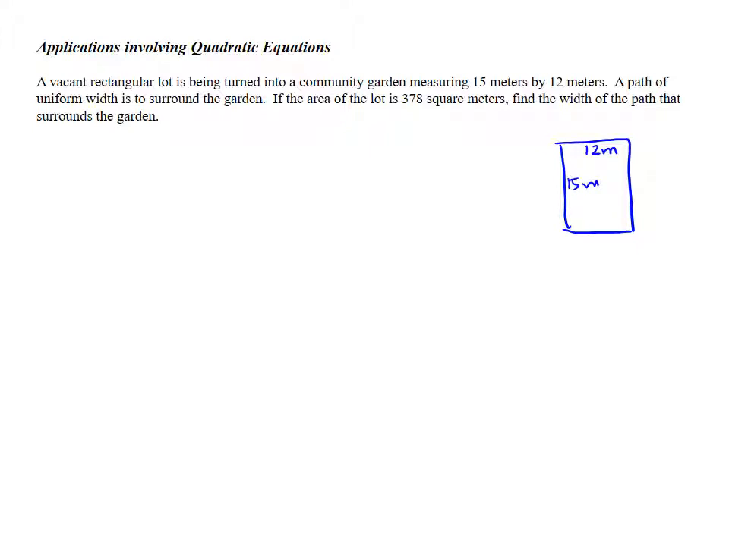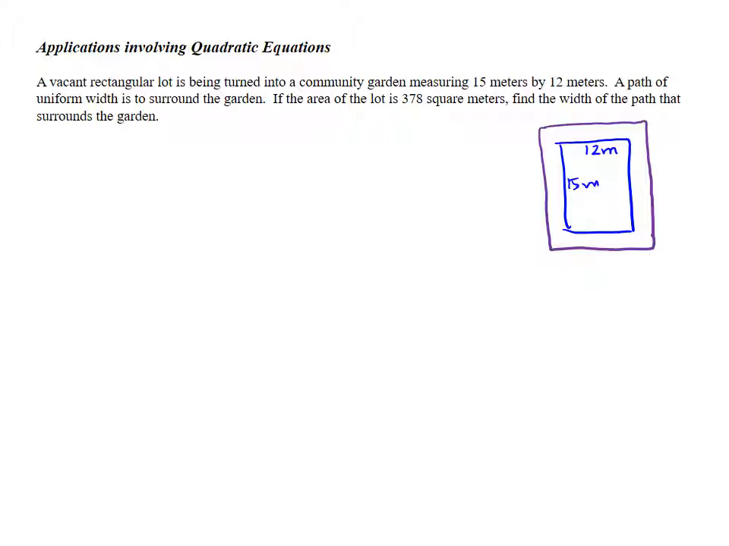A path of uniform width is surrounding the garden. So if I can try to make that a little bit uniform, it's okay if it's not perfect. I'm really not an artist. So we have a uniform path surrounding the garden. The area of the entire lot is 378 square meters.